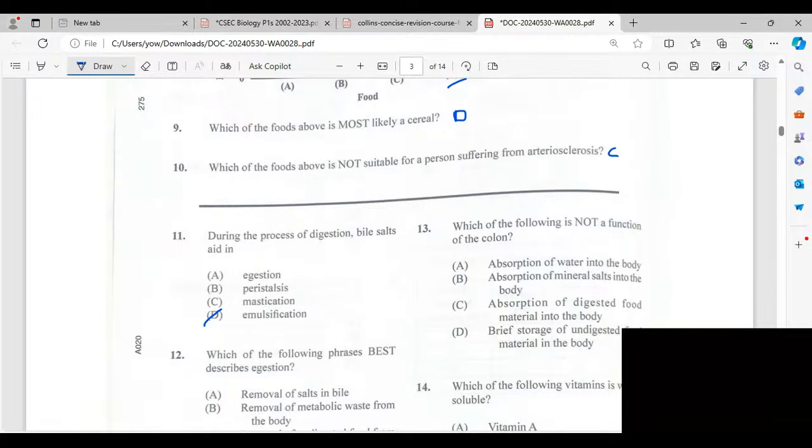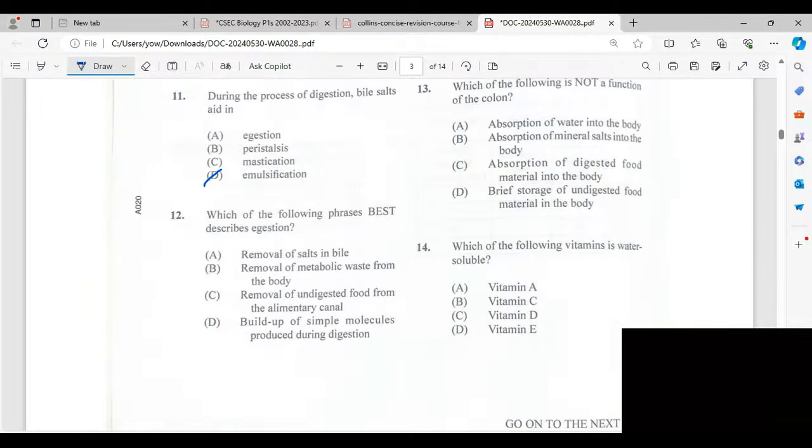Moving on to 12. Which of the following phrases best describes egestion? So egestion, of course, is the removal of undigested food. All right. So if you got C for 12, then you will be good. Beautiful.